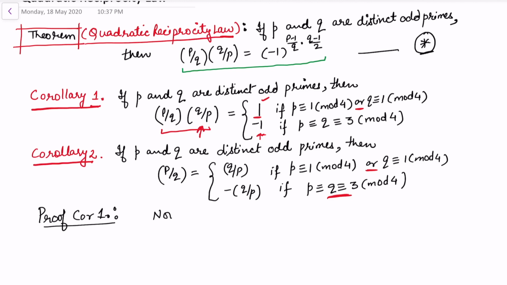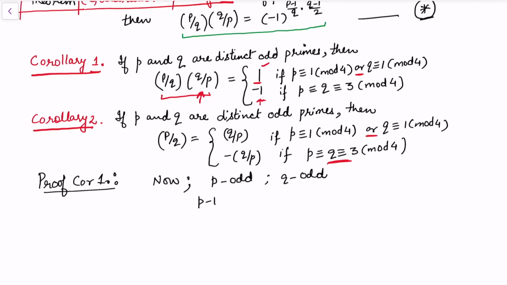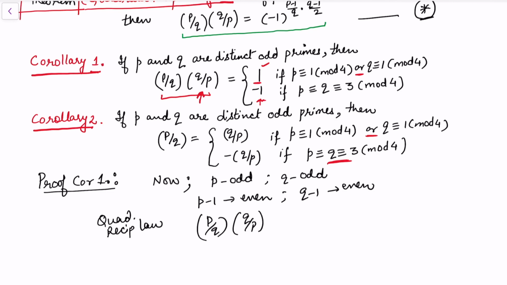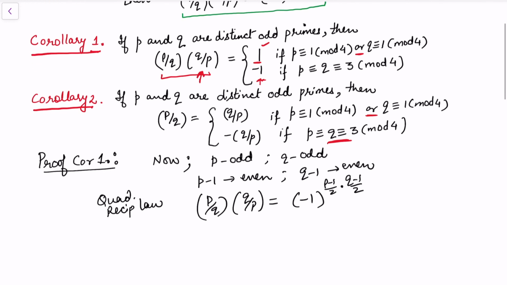Now for the proof of corollary 1, we can see that as P and Q both are odd, P minus 1 is even and Q minus 1 is also even. Now by the quadratic reciprocity law, because I am using it to prove this corollary, the Legendre symbol (P/Q) multiplied by (Q/P) gives us the product (-1)^((P-1)/2 · (Q-1)/2). Now let us take the forms.